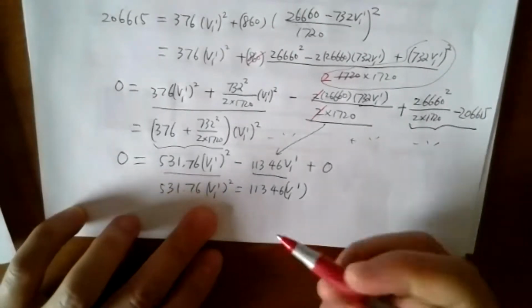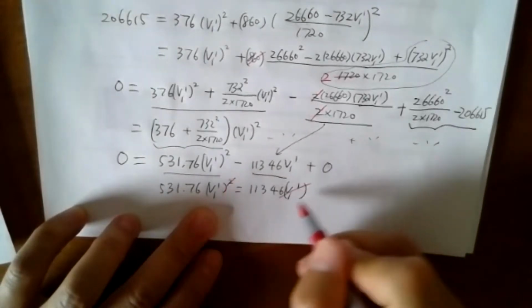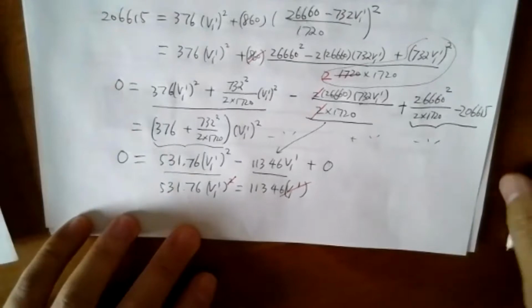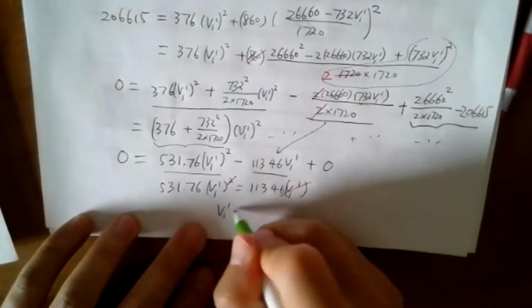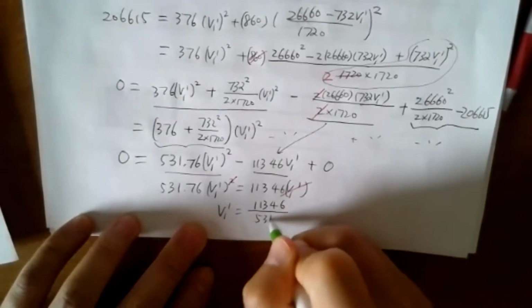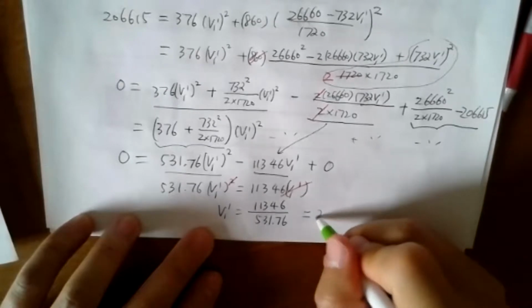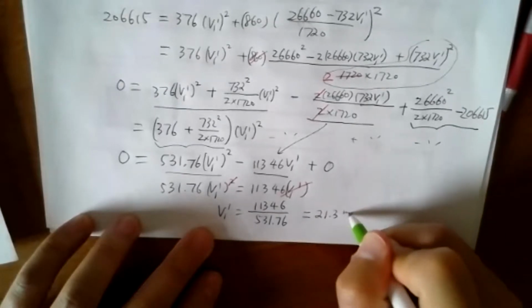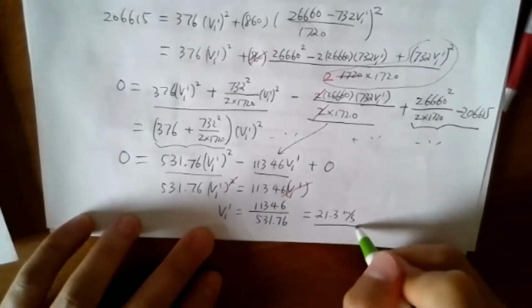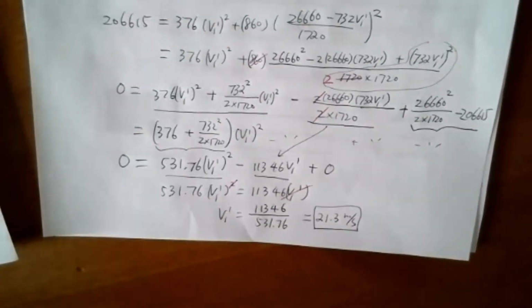So you have V1 prime square on one side, V1 prime on the other side, so they will cancel out the square. This guy goes away. So at the end, your V1 prime is going to be equal to 11346 divided by 531.76. That's going to be roughly 21.3 meters per second. I'll put the unit at the end.